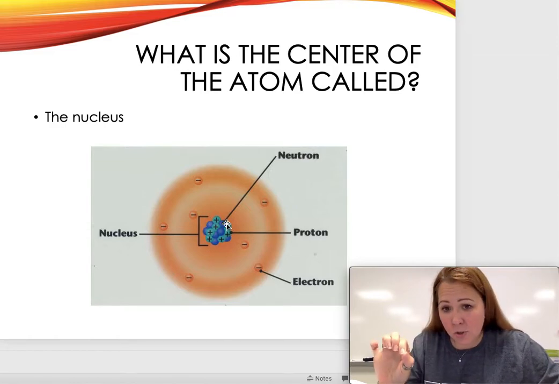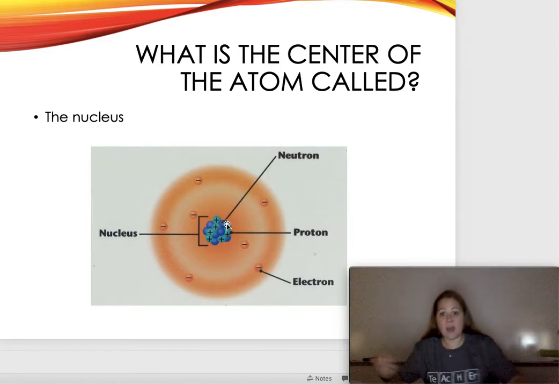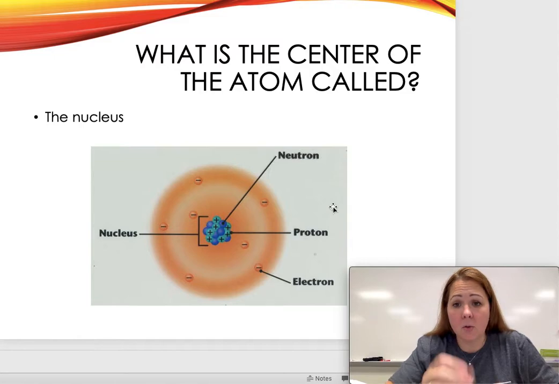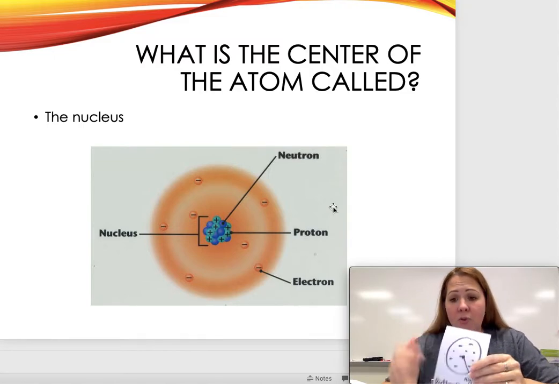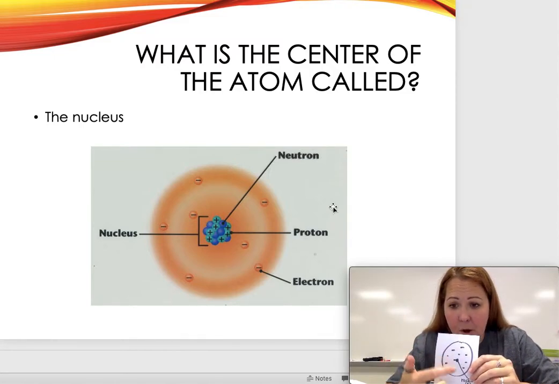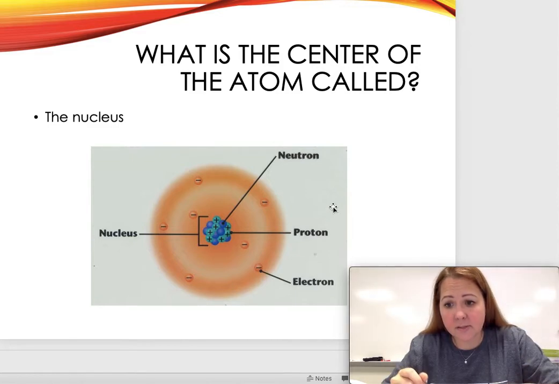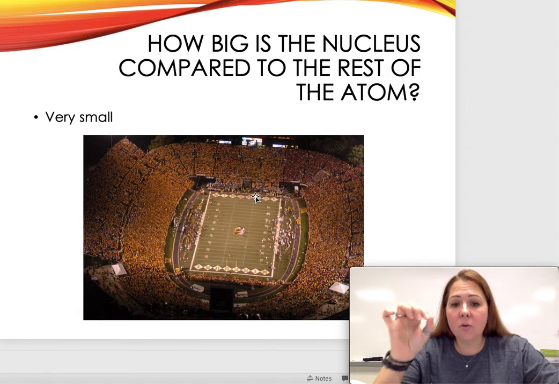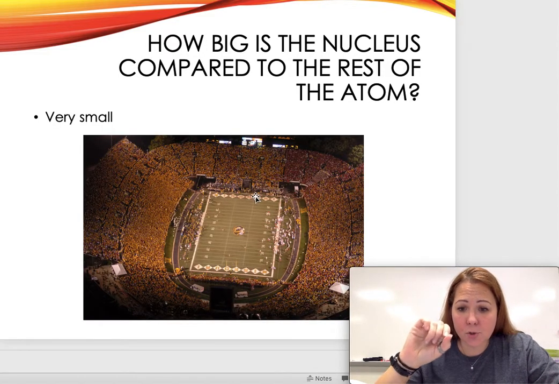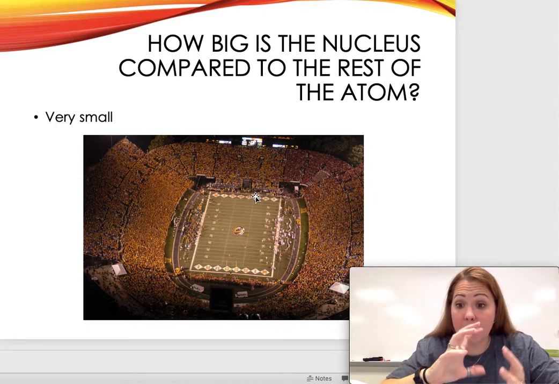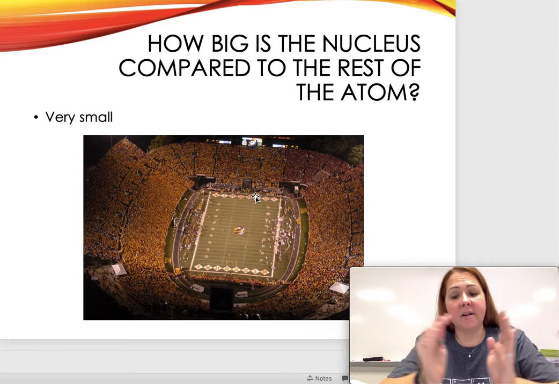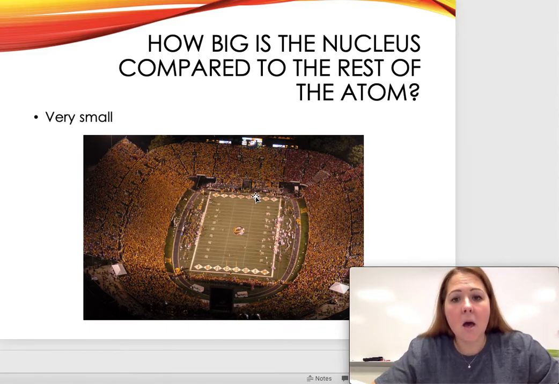So we have electrons on the outside of the atom, and then we have the positively charged protons in the middle. So Rutherford not only discovered the second little component of the atom, which is the proton, he also discovered the nucleus. So we have the nucleus in the center. The nucleus is super, super, super teeny tiny in comparison to the rest of the atom. It's extremely compact and it's extremely dense.